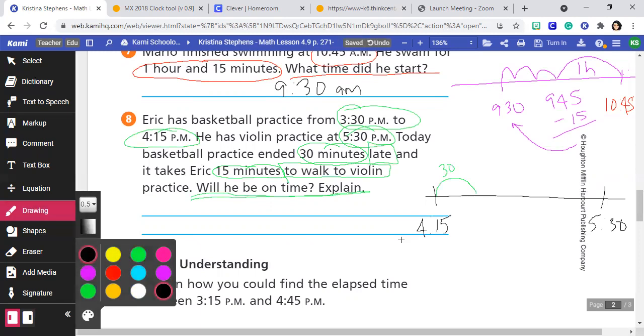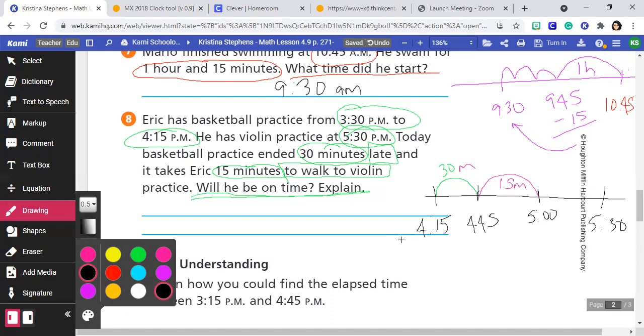What's 30 minutes past 4:15? If you said 4:45, you are correct. So he's leaving practice late at 4:45. Then it takes him 15 minutes to walk to practice. So if we jump ahead another 15 minutes while he's walking, I want to put the M by there, 4:45, an elapsed time of 15 minutes means that it's now 5 o'clock.